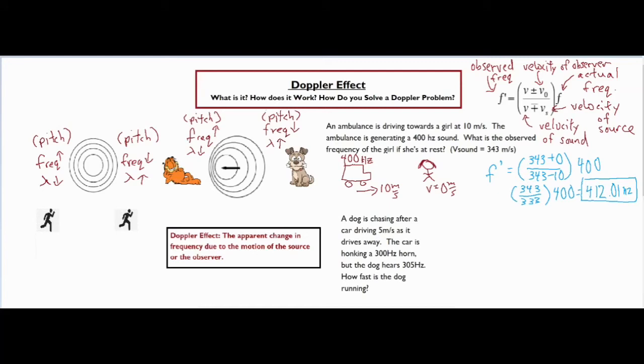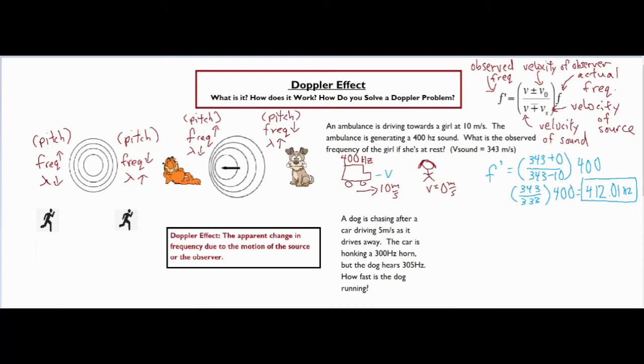So I finished with an answer of 412 hertz, which does make sense because it's above 400 and it's only slightly above because that velocity of 10 meters per second isn't too dramatic. So if we have something approaching the person, then we're going to make sure we subtract that velocity.